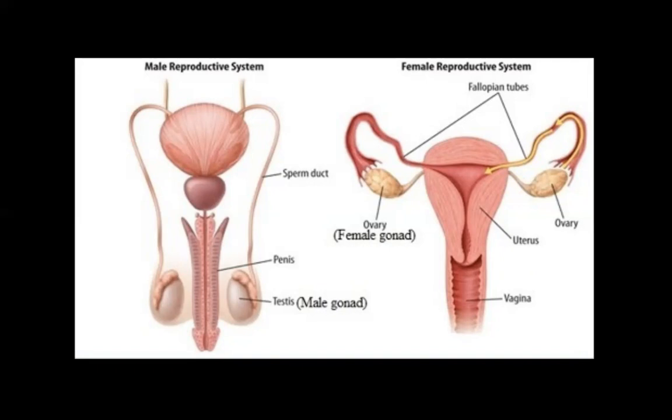Apart from that, they are also the sources of important hormones needed for the development and sexual maturation of the organism. So in males, for example, they're mostly responsible for the production of testosterone, and in females, for estrogen and progesterone.